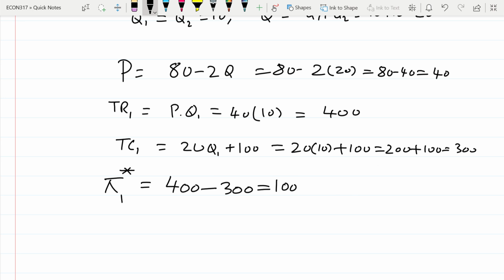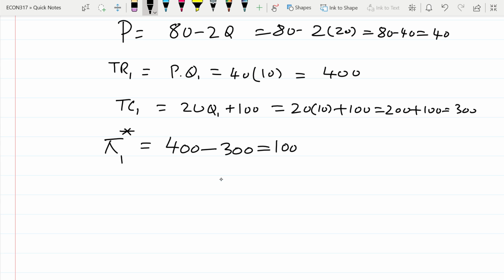And as we have seen, this is a symmetric market, so each firm would have symmetric outcome. We can do this calculation. I will leave it to you to see that the profit for firm 2 also turns out to be exactly $100. So that's the equilibrium outcome in a Cournot duopoly. This is a good place to stop.